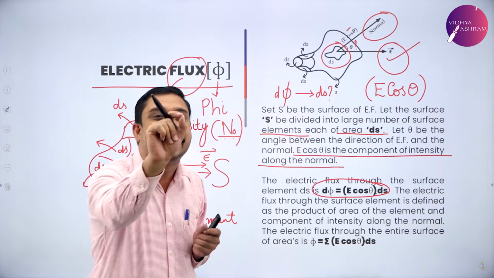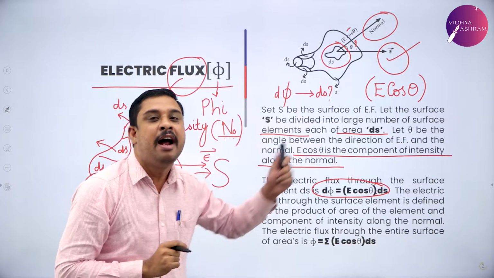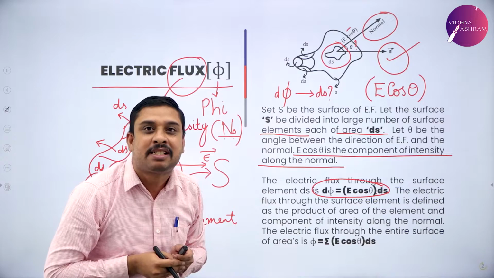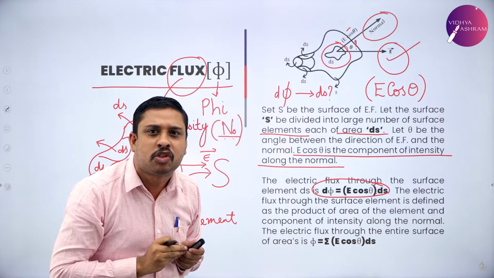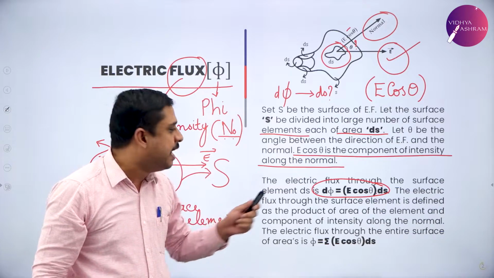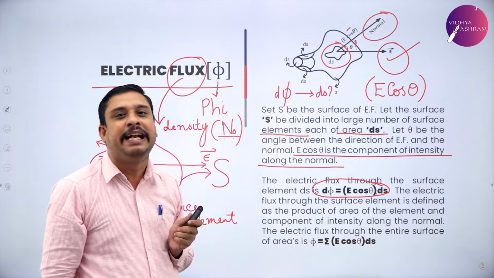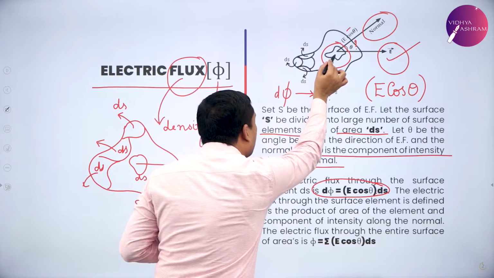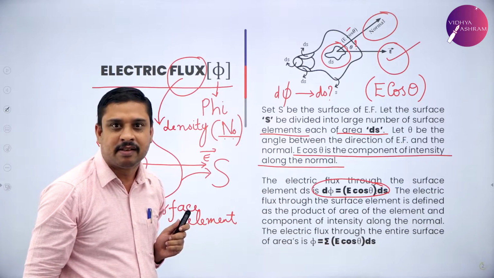Write an expression for electric flux in terms of intensity and area. What is the intensity here? E cos theta. What is the area? ds. And that product is what we call electric flux. So keep in mind, wherever I do applications of Gauss theorem, wherever I calculate electric flux, it is given by the expression E cos theta into ds. Flux due to one element is E cos theta into ds.